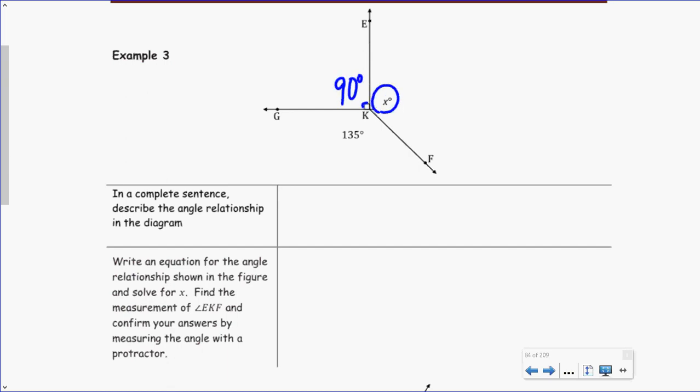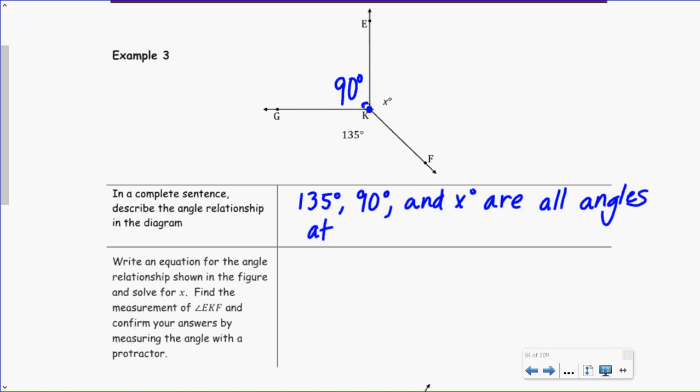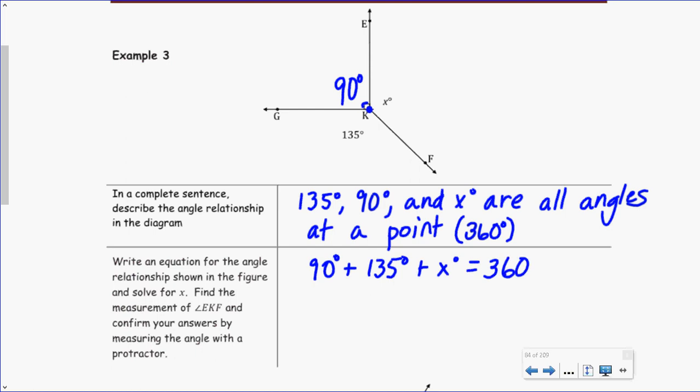So really the only one we don't know is the x degrees, but we do see that these three angles go around point K. Okay, so 135, 90, and x are all angles at a point, or on a point. You might hear it said both ways. So that means that they all equal 360. So now we simply set it up as 90 plus 135 plus x equals 360. Okay, go ahead and solve for the missing angle.